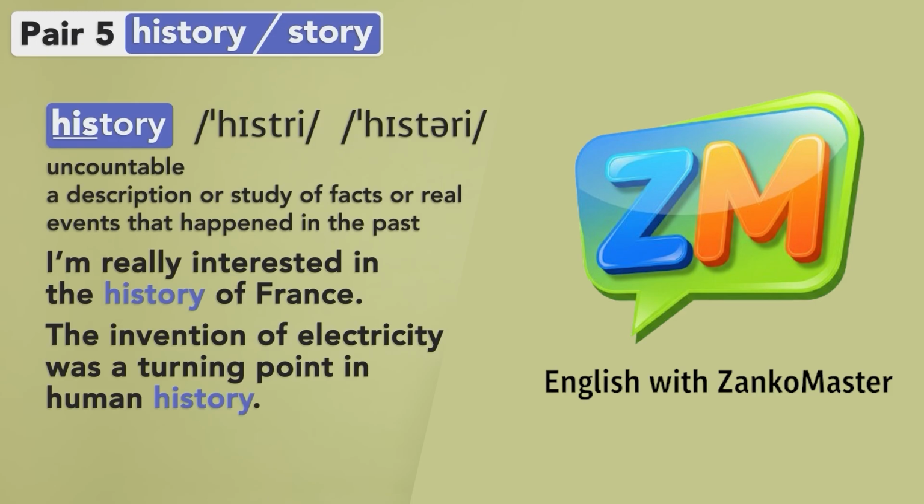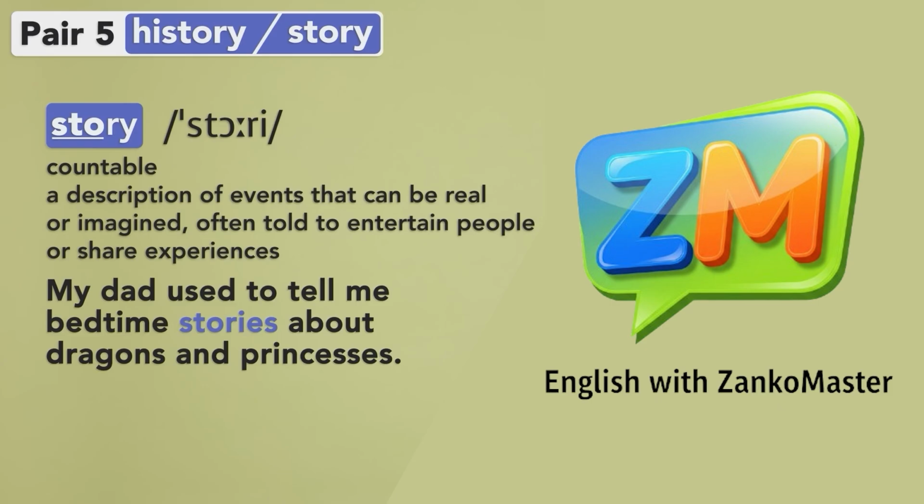Okay, pair number 5 is history versus story. History is uncountable. It's a description or study of facts or real events that happened in the past. Notice that we either don't pronounce the O in history or we pronounce it as a schwa. History or history. So that can be 3 or 2 syllables. I prefer 2, history. It's more efficient. An example, I'm really interested in the history of France. Or, the invention of electricity was a turning point in human history.